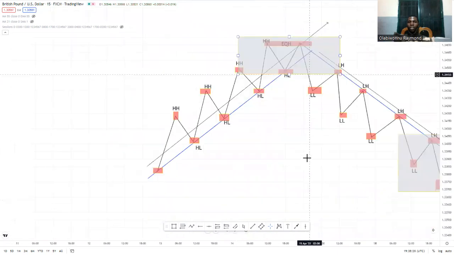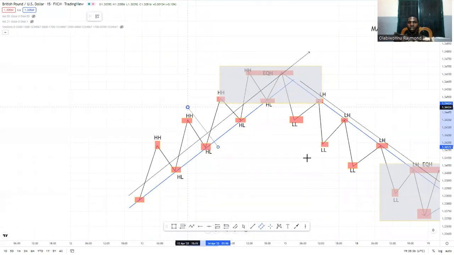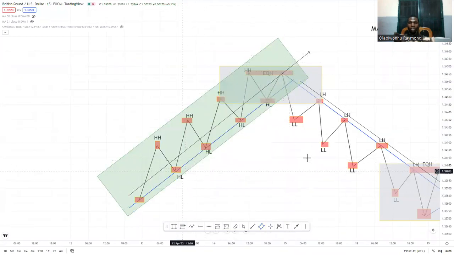We all know that this schematic here is an uptrend. We all see that this is an uptrend, right? So now, this is my trend line, this blue line.